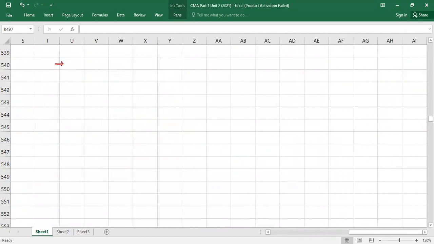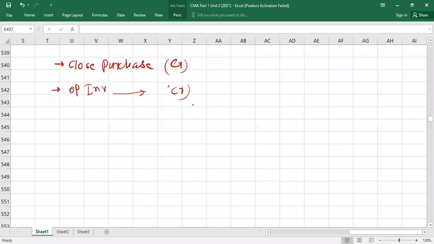You have to do these things. Number one, you have to close the purchases account. You know, normally purchases account is debit. If you want to close it, what do you have to do? You have to credit the value. Right or wrong? Second, you also need to transfer the opening inventory to the cost of goods sold. Normally inventory is debit, right or wrong? So here we will credit.